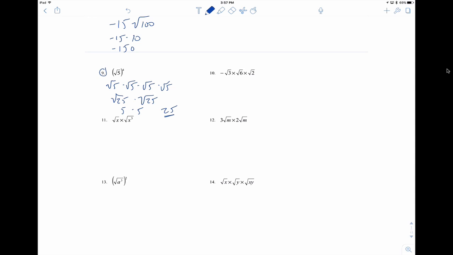Multiplying through, square root of x times square root of x to the 3rd exponent. So we're going to add them when we multiply. So we're going to get the square root of x to the 4th. X squared times x squared is x to the 4th. The square root of x to the 4th is x squared.